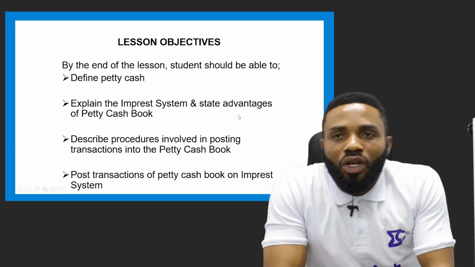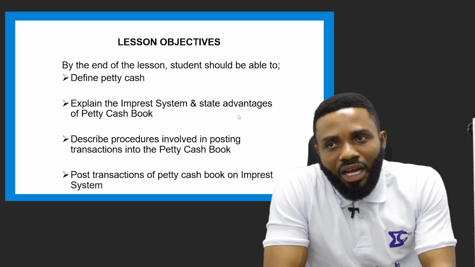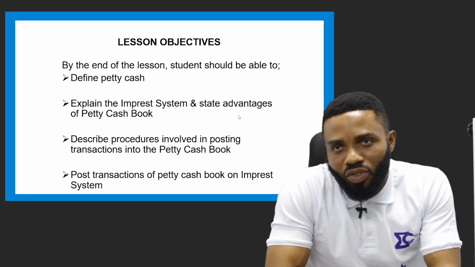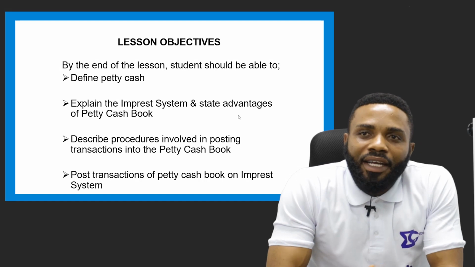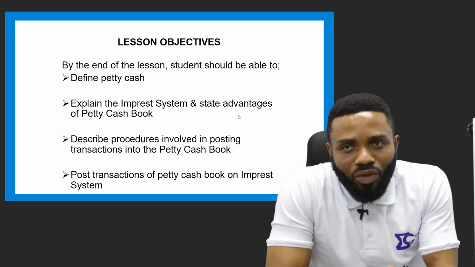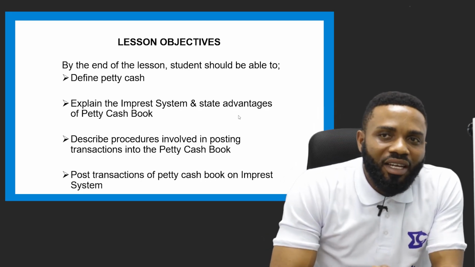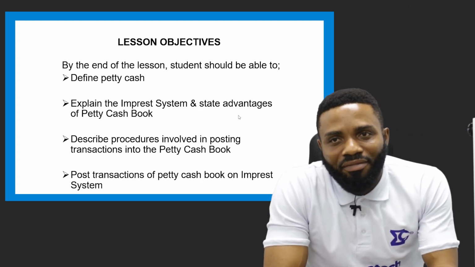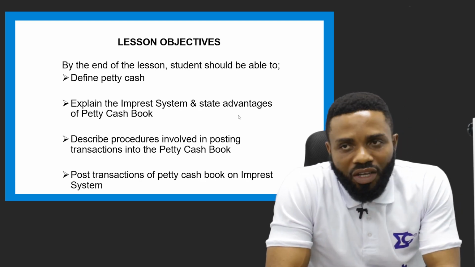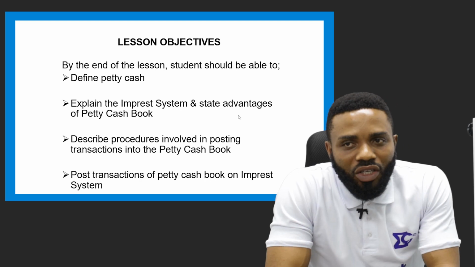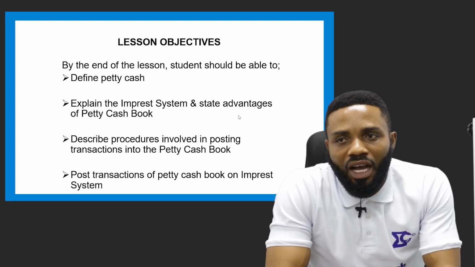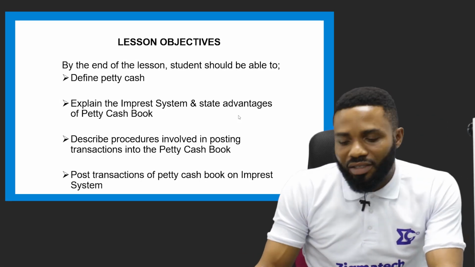Now, we have what we call lesson objectives. These are things that will serve as a guide or focus to our lessons today. Number one, by the end of this lesson, the student should be able to define what petty cash book is, explain the Imprest system and state advantages of petty cash book, describe procedures involved in posting transactions into the petty cash book, and post transactions of petty cash book on Imprest system.